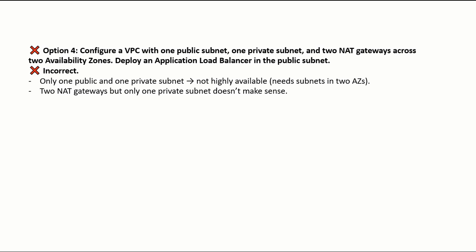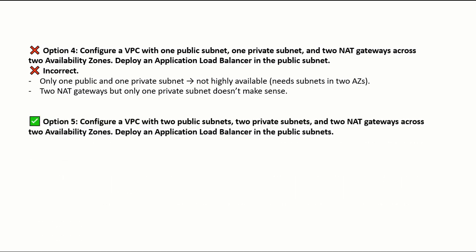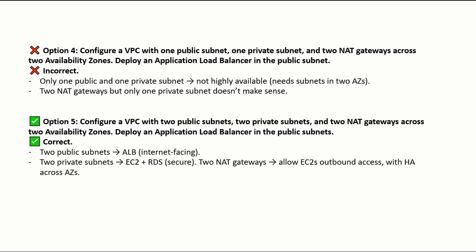Now let us see option 5. This one is correct, because we have two public subnets and two private subnets. Two public subnets for the ALB, the application load balancer, which will be facing the internet. And two private subnets for EC2 and RDS, which will make it secure.